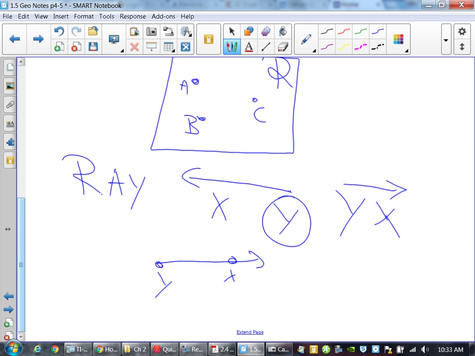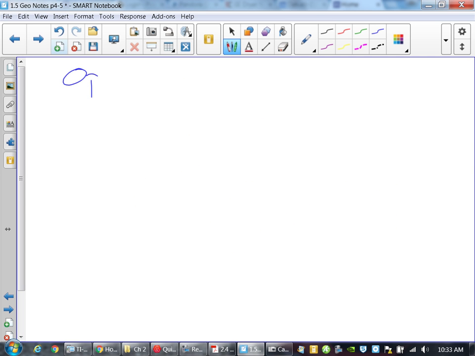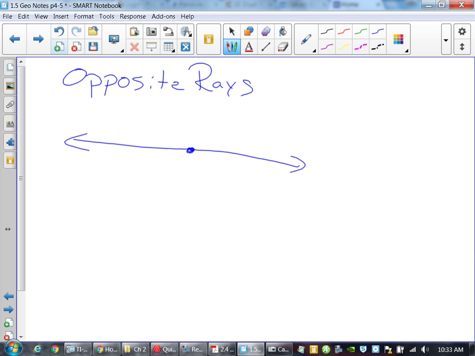What do opposite rays create? Lines, good. Opposite rays create lines. Remember we had that question on the quiz that was about opposite rays. Ray BA and ray BC are opposite rays. They create a line. Okay. That was one thing we talked about.